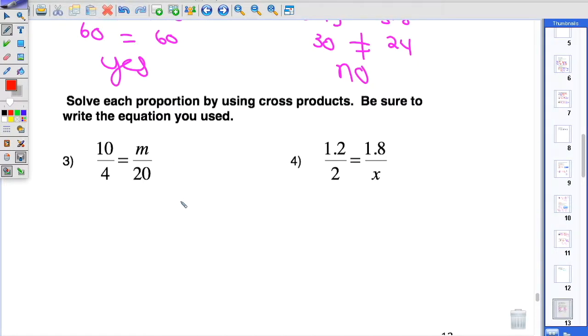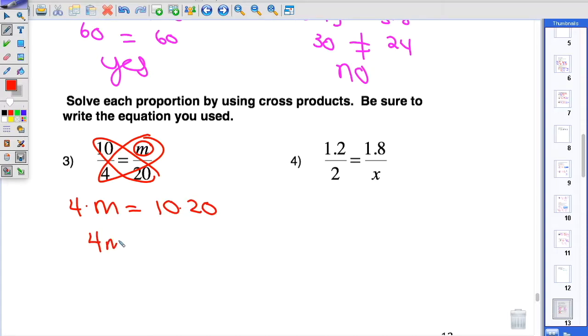Next, it says solve each proportion by using cross products. Be sure to write the equation you used. So we have 10 over 4 is equal to m over 20. We have an unknown m. That's what we want to try to find out. So we're going to do our cross products and get it into a one-step equation. So 4 times m is equal to 10 times 20. 4 times m is 4m, and 10 times 20 is 200.